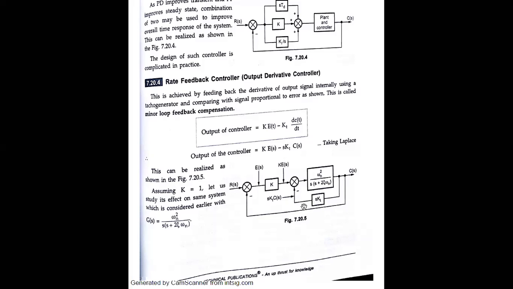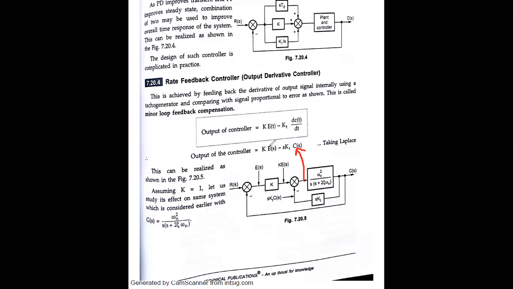So what should be the output of this block? If I make it into the series connection, here C(s) is applied, so C(s) into s multiplied by Kt is applied to one summing point. And what is the output of this particular block? K multiplied by E(s), so K into E(s). If you subtract both these two equations, then we will get this particular equation at this point here.